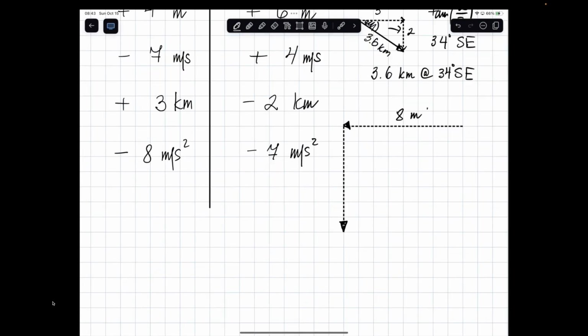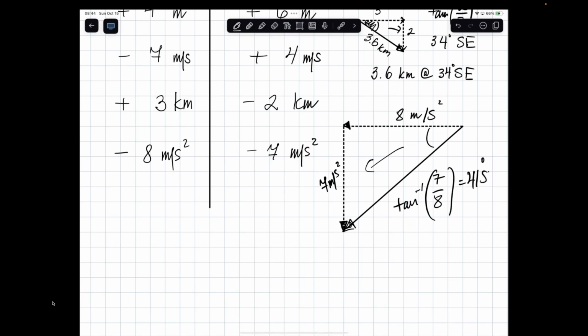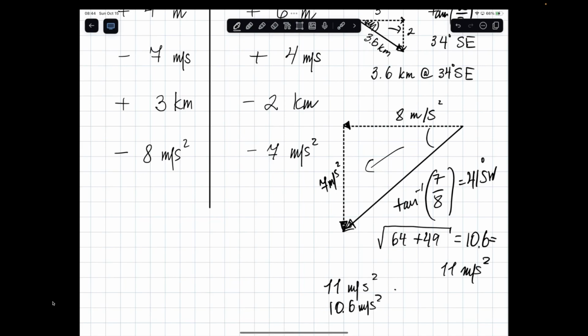This is a vector of acceleration because I see meters per second squared. I would do tangent of opposite is 7 to 8 southwest. And then the actual, you have 64 plus 49. The magnitude of this vector is going to be, you're welcome to do 10.6 or just 11 meters per second squared at 41 degrees southwest.